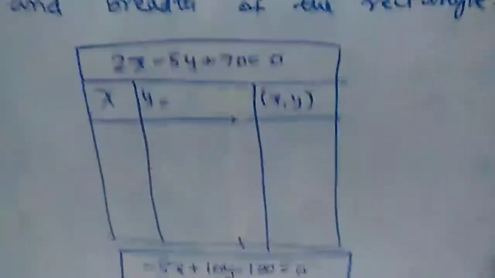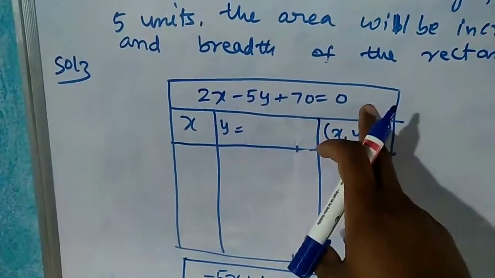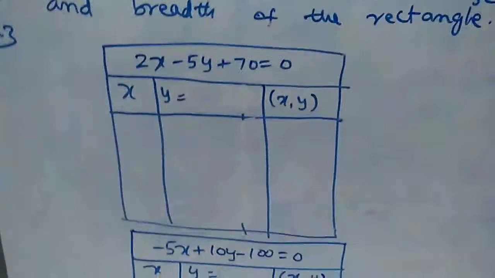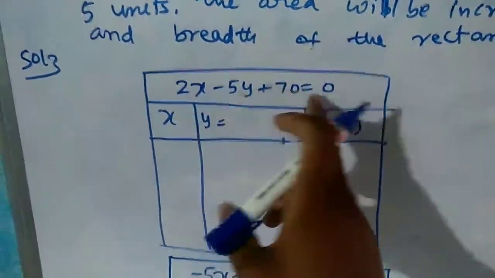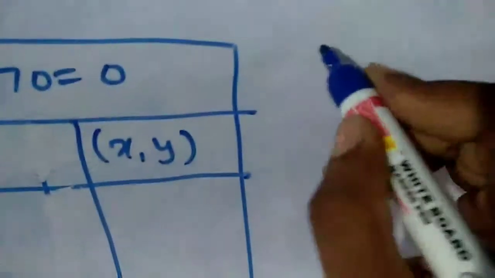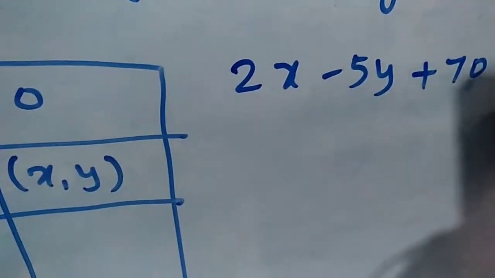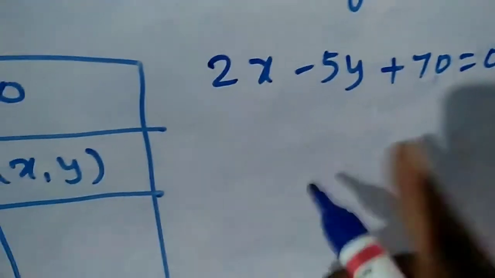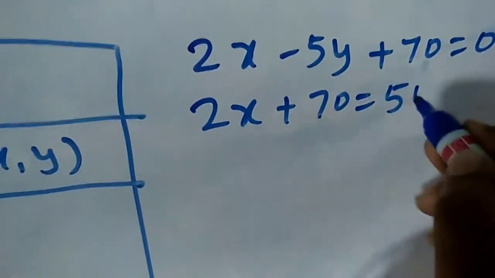So students, draw the table for 2x minus 5y plus 70 is equal to 0. It is x, y is equal to x comma y. So I am changing this equation in terms of y. See, 2x minus 5y plus 70 is equal to 0. Transpose 5y to RHS side. 2x plus 70 is equal to 5y.